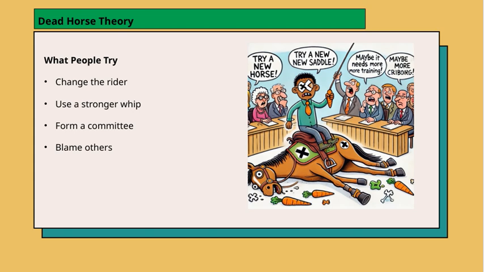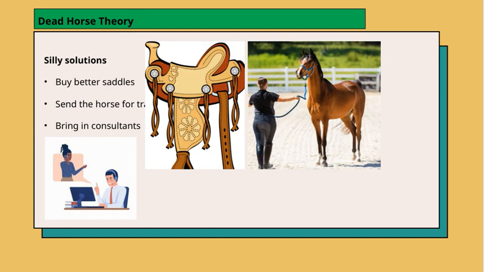Let's take a look at the dead horse theory, which is often summarized as silly solutions. This concept highlights how sometimes, when a problem persists, we tend to throw quick fixes or band-aid solutions at it rather than addressing the root cause. For instance, one common approach is to buy better saddles. While that might seem like a practical step, it's usually treating the symptom rather than the core issue. Another example is sending the horse for training, which can improve performance temporarily, but doesn't necessarily solve the underlying problem that caused the issue in the first place.